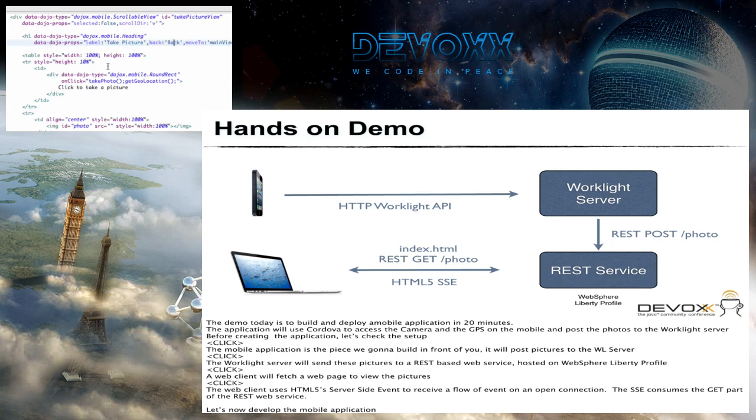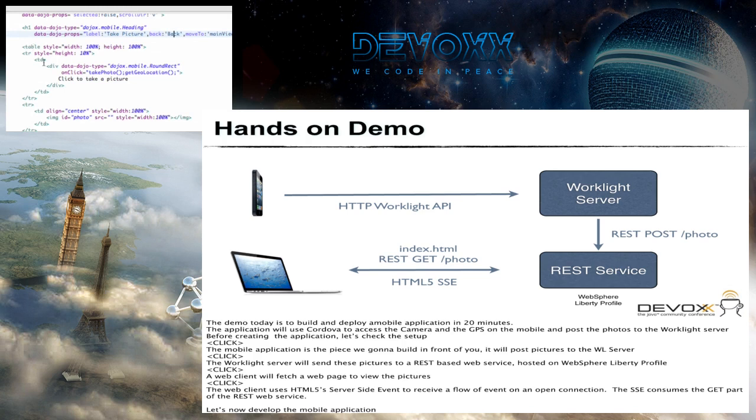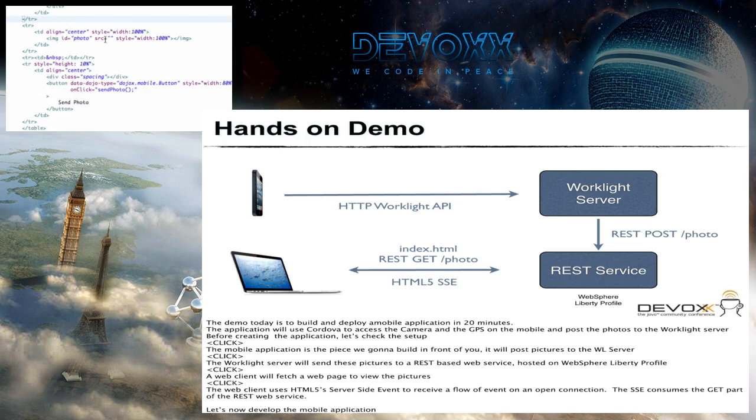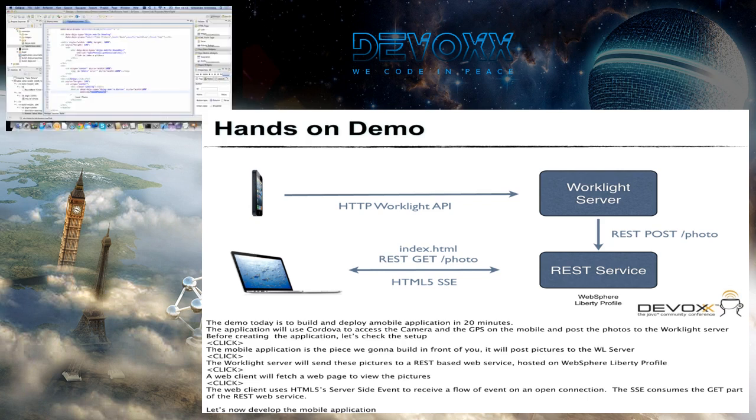And the content of that scroll view is a very simple HTML table with 3 lines. First line is a round rectangle with the text click to take picture. And on click, I will call 2 JavaScript functions that we will implement soon, take photo and get geolocalization. The second line is actually an image with no reference. We will inject the image dynamically into that HTML tag. And the third one is a button with the on-click send photo JavaScript that we will implement that will actually talk to the server to post the picture. So nothing really difficult here.